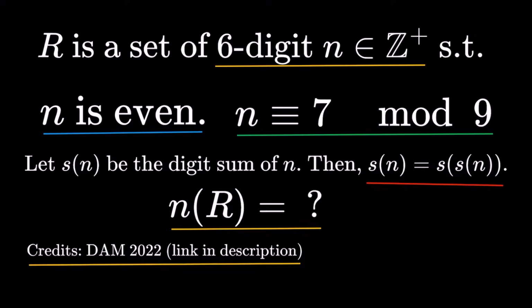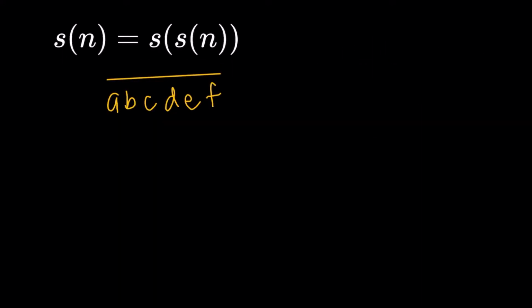Alright, so the main thing about n is that it's a 6-digit number, and we're given 3 properties of n. So let's try to take a look at these properties individually. Let's start with the sum of the digits property. Let's just say the 6-digit number is A, B, C, D, E, F. Those are the digits from left to right. Now let's observe the sum of the digits of n first. So S(n) will just be equal to A plus B plus C plus D plus E plus F.